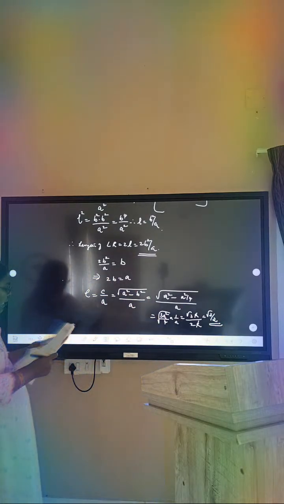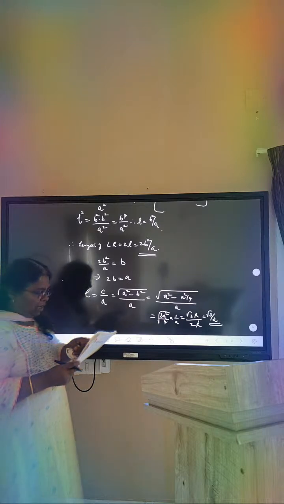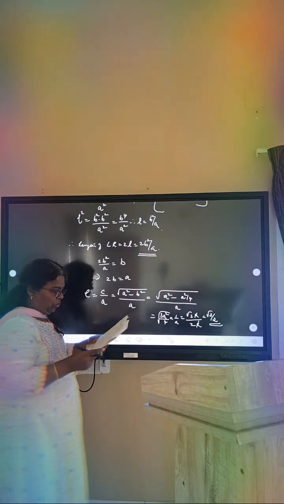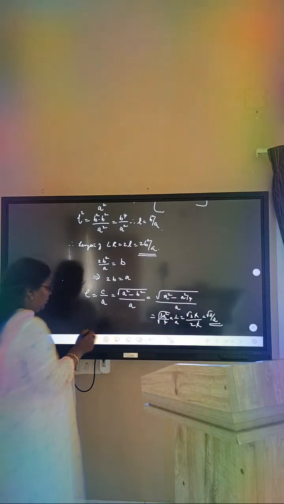So the question is, the length of the latus rectum of an ellipse is half its minor axis, then the eccentricity is what? Root 3 by 2. Right. Next question.